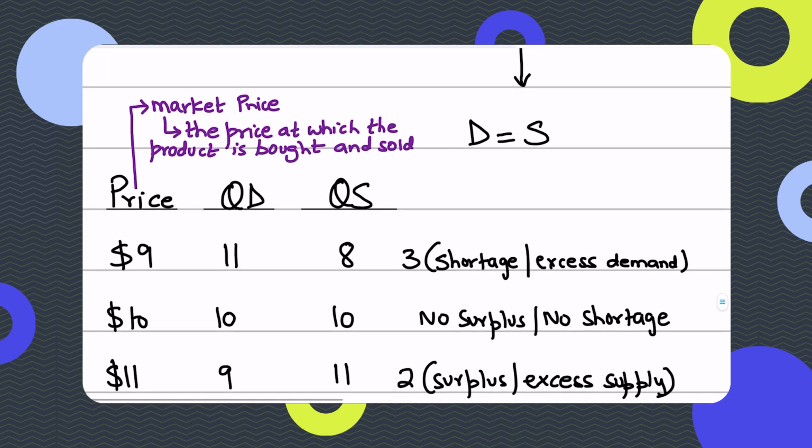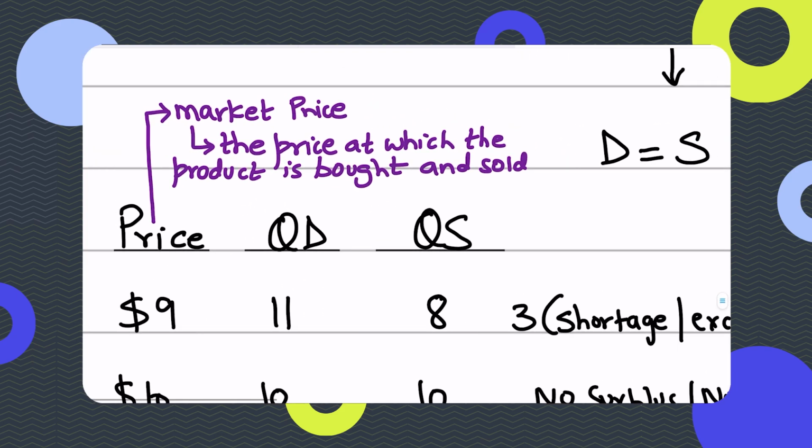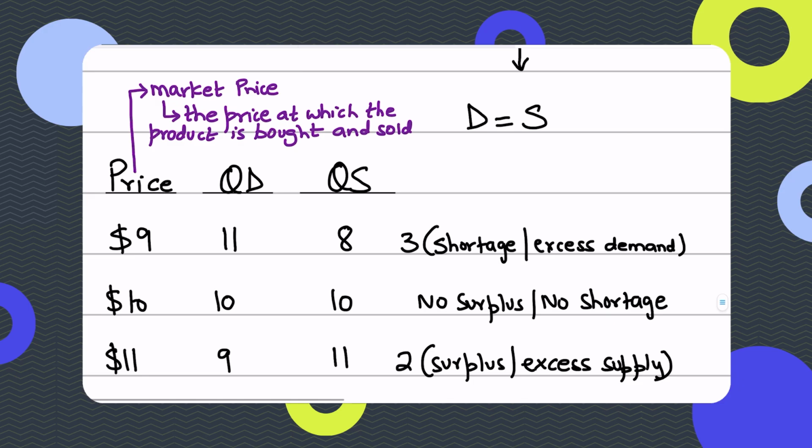So let's look at a table here. You have three columns: price, quantity demanded, and quantity supplied. The first column is price, and this price is basically the market price. That is, the market price is the price at which the product is bought and sold, right?